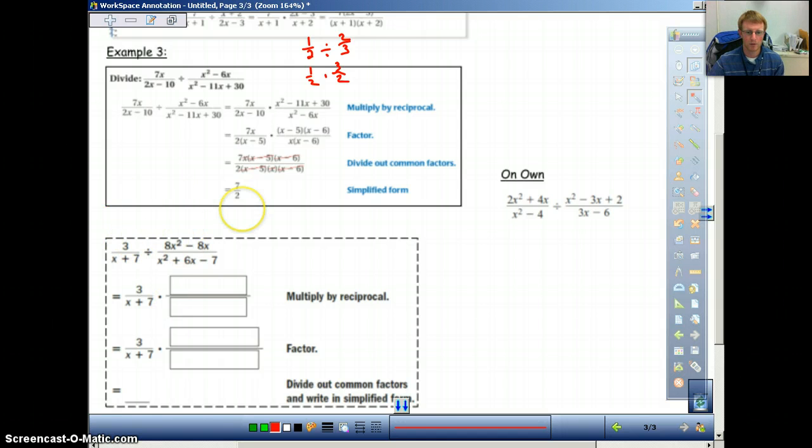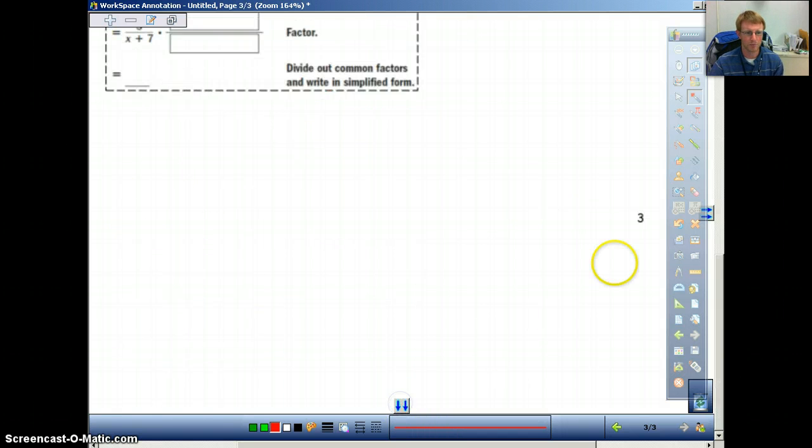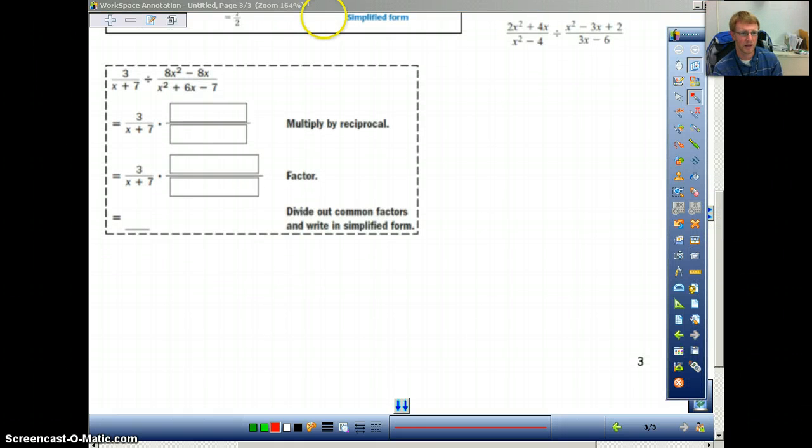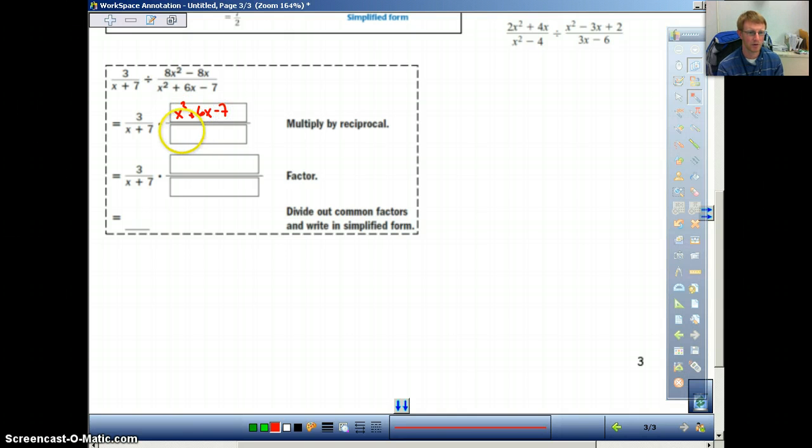So we have 3 over x plus 7 divided by 8x squared minus 8x over x squared plus 6x minus 7. All we're doing is flipping this. So now it'll be x squared plus 6x minus 7 on top and 8x squared minus 8x on the bottom. So then we just go through and do the problem the exact same way that we did before. So this will end up being x plus 7, x minus 1.